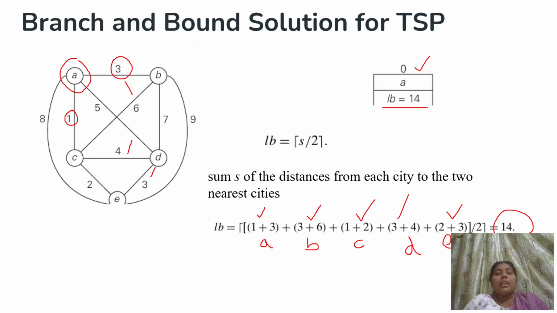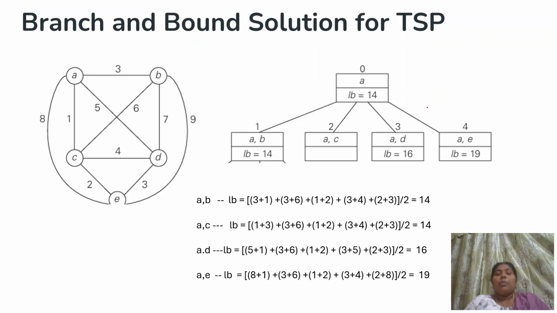So this is the way of calculating the lower bound at the initial node. For each and every vertex, we find the distance from each city to its nearest neighbors. That is the smallest distance we have to consider. This is how we find the lower bound.